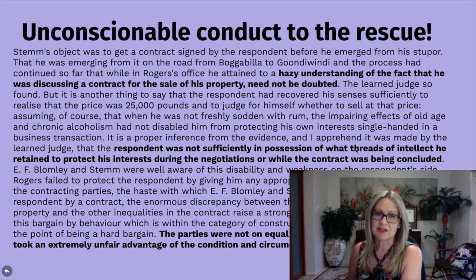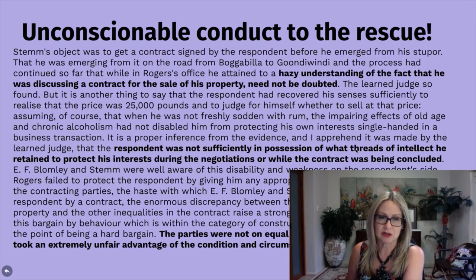But it's another thing to say that the respondent had recovered his senses sufficiently to realise the price of £25,000 and to judge for himself whether to sell at that price. Assuming, of course, that when he was not freshly sodden with rum, the impairing effects of old age and chronic alcoholism had not disabled him from protecting his own interests single-handed in a business transaction.